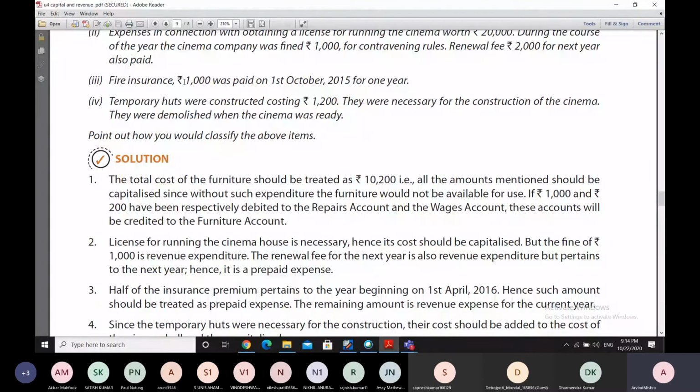Therefore, out of this 1000 rupees, 500 will be debited as a revenue expenditure and 500 will go to the prepaid expense account. How it will go to the prepaid expense account? The bank account will be credited and prepaid expense account will be debited to the extent of 500 rupees.